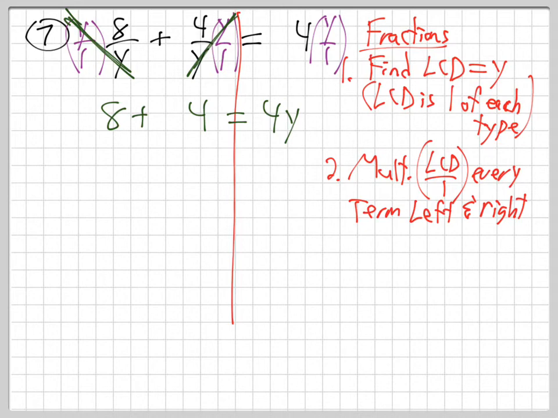Everybody see that? See how there's no more fractions? That's what's great about this method. It gets rid of the fractions in one step for you. See how that worked? It canceled out both those y's on the left side. And so what are we left with? 12 is 4y. Last step on most equations.